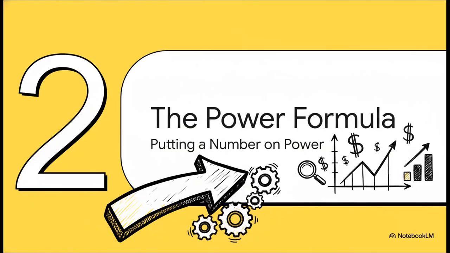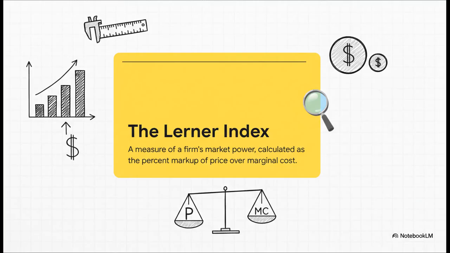All right, so now that we've got a good handle on elasticity, let's get to the really cool part: how economists use this idea to build an actual formula for measuring market power. To do this, economists use something called the Lerner index. It's a really simple but totally powerful concept. It says a firm's market power can be measured by how much it can mark up its price over its marginal cost, which is just the cost of making one more of whatever they're selling.